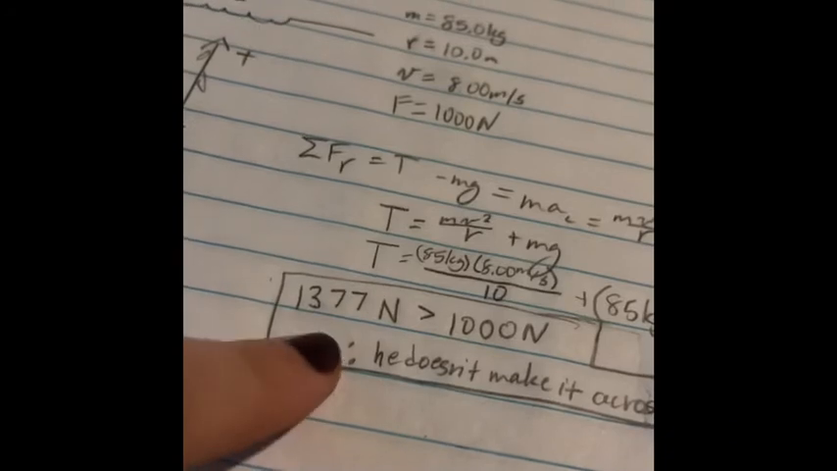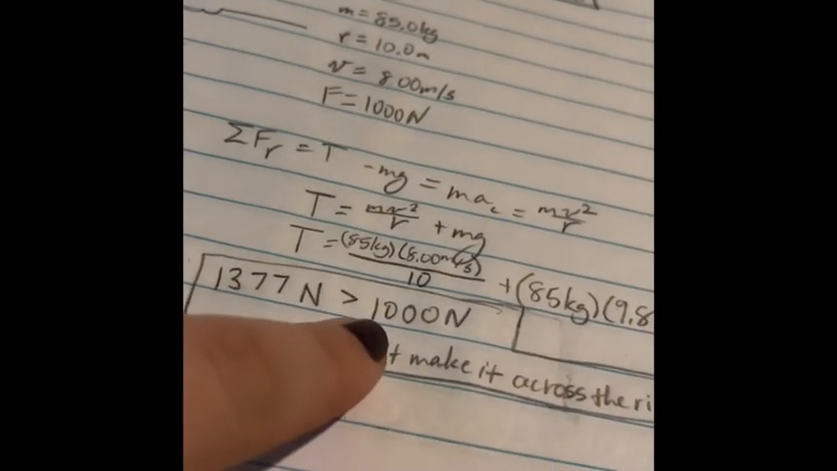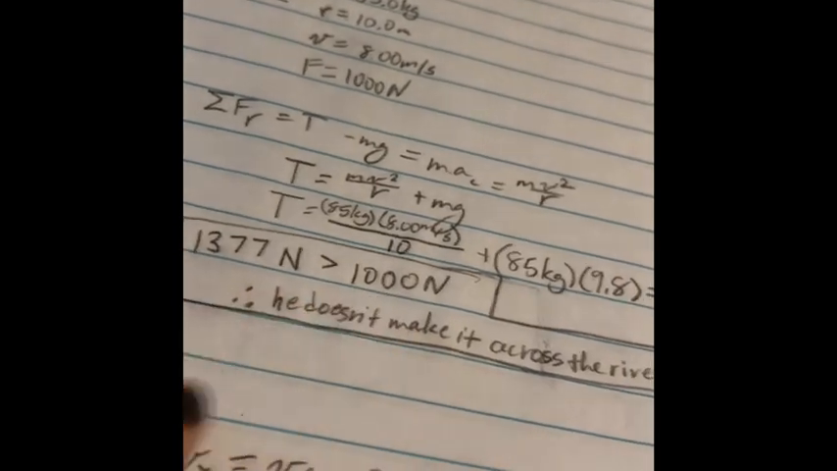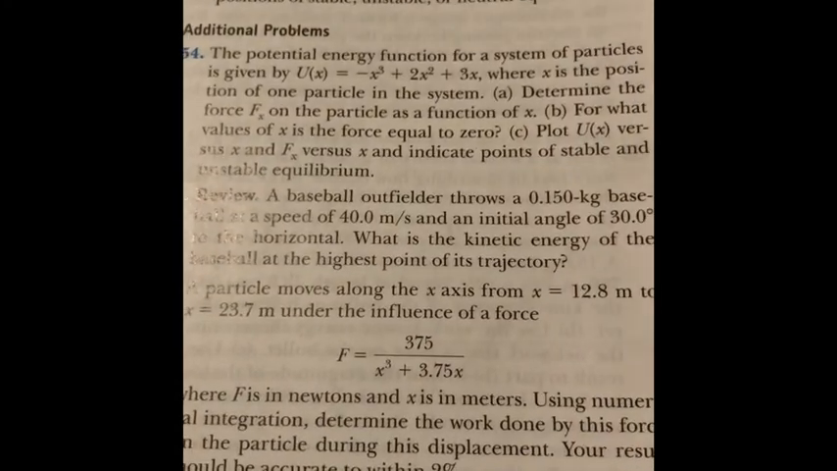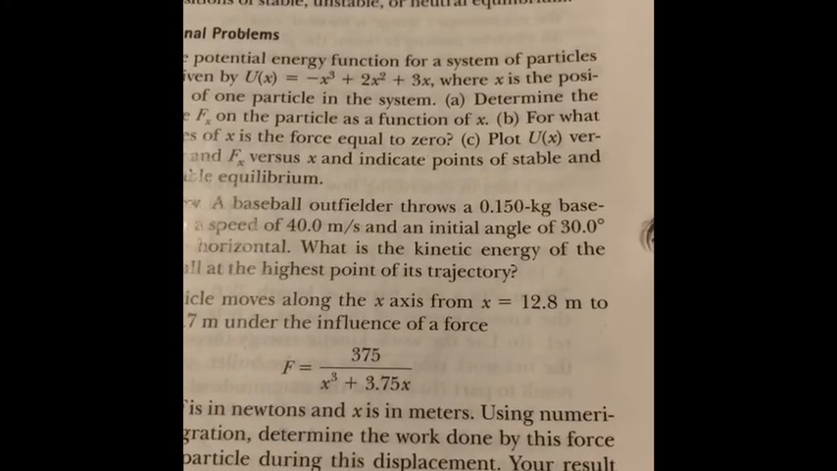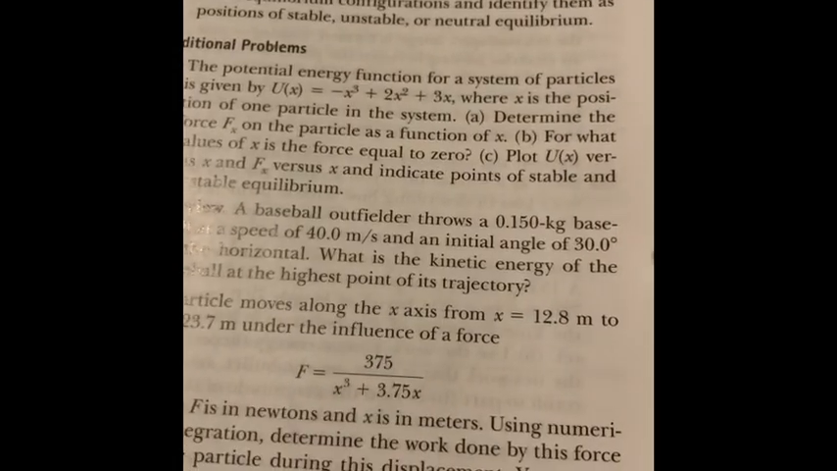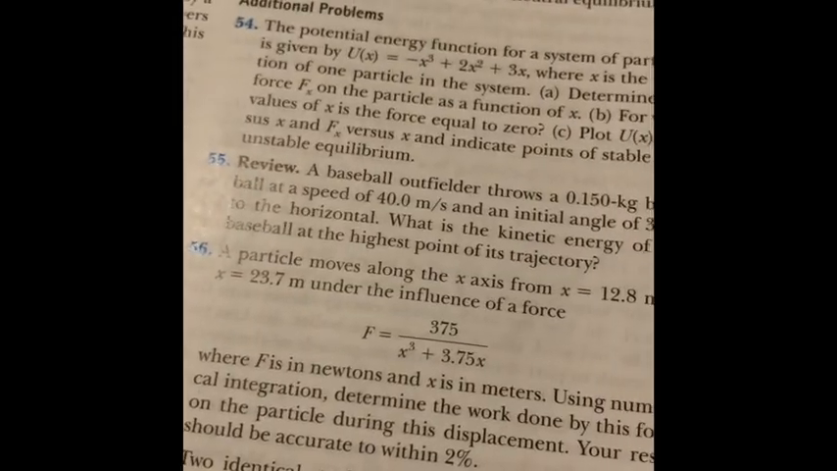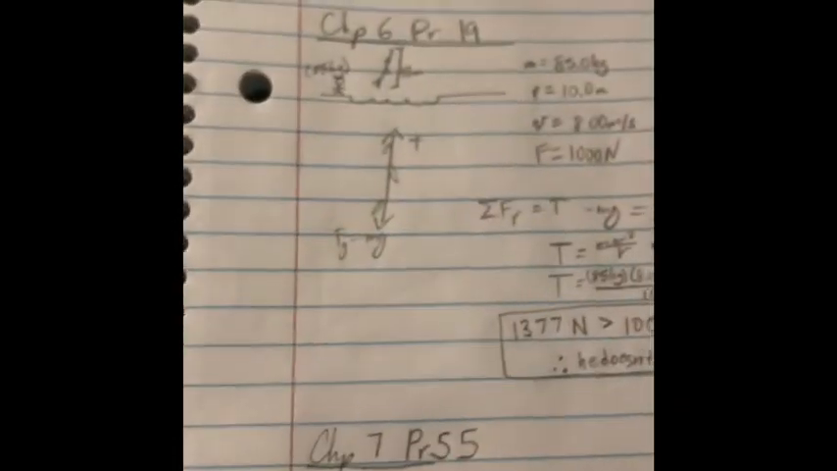And since 1,377 newtons is greater than the 1,000 newtons at which it breaks, it means he does not make it across the river. So for chapter 7, I chose problem 55, which states a baseball outfielder throws a 0.15 kilogram baseball at a speed of 40 meters per second at an initial angle of 30 degrees to the horizontal. What is the kinetic energy of the baseball at the highest point of the trajectory?